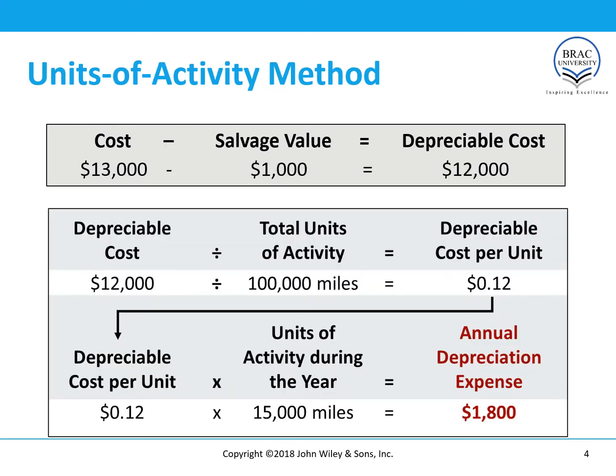Just like straight line depreciation, the first step in units of activity method is to determine the depreciable cost. And how do we do that? We deduct the salvage value from the cost of the plant asset in order to get the depreciable cost. For this illustration, the cost is $13,000 and the salvage value is $1,000. So we deduct $1,000 from $13,000 in order to get the depreciable cost of $12,000.